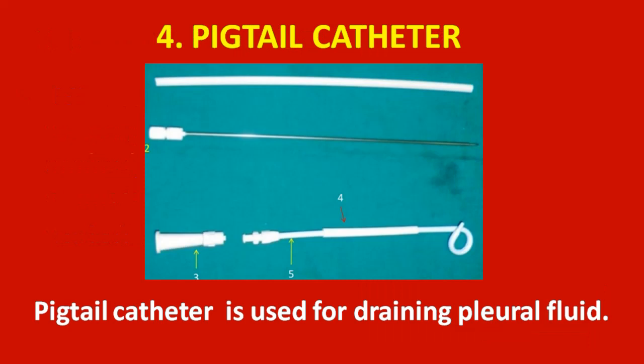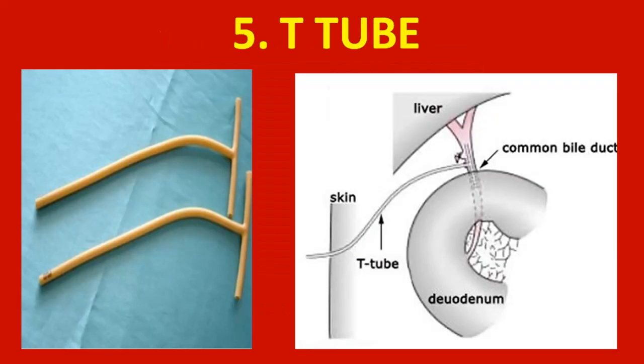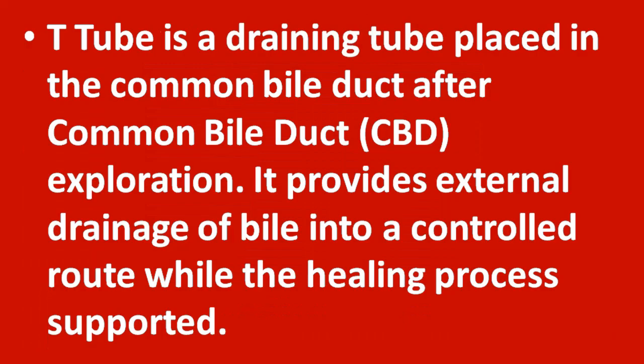Next image is of pigtail catheter. Pigtail catheter is used for draining the pleural fluid. In case of fluid collection in the pleural space, we use this catheter to drain the pleural fluid. Next image is of T-tube. T-tube is a draining tube placed in the common bile duct after common bile duct exploration. It provides external drainage of bile into a controlled route while the healing process is supported.